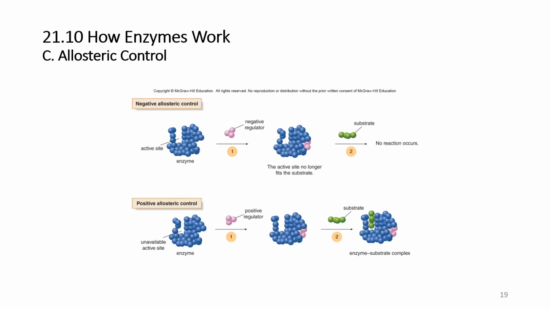So this is a diagram of those two types of control. With negative allosteric control, we have our enzyme and our active site. Here's our negative regulator that binds in this little pocket. When it does so, you see that this hinge kind of folds in, so the active site is no longer accessible to the actual substrate, so no reaction occurs. With our positive allosteric regulator, when it binds, this opens up, so it can accept its substrate molecule, and thus the reaction occurs.